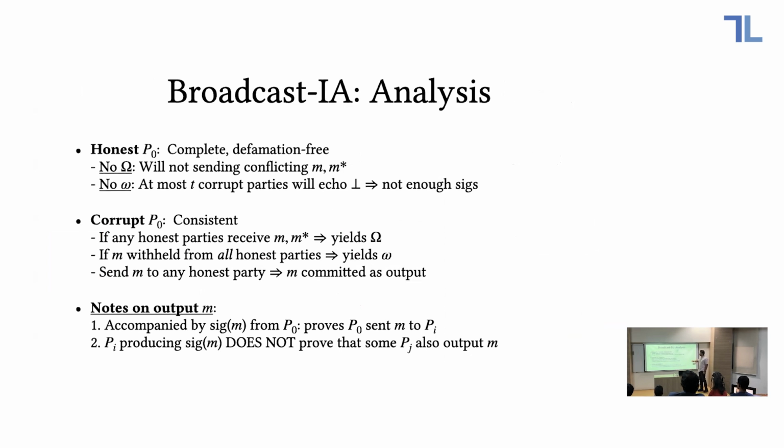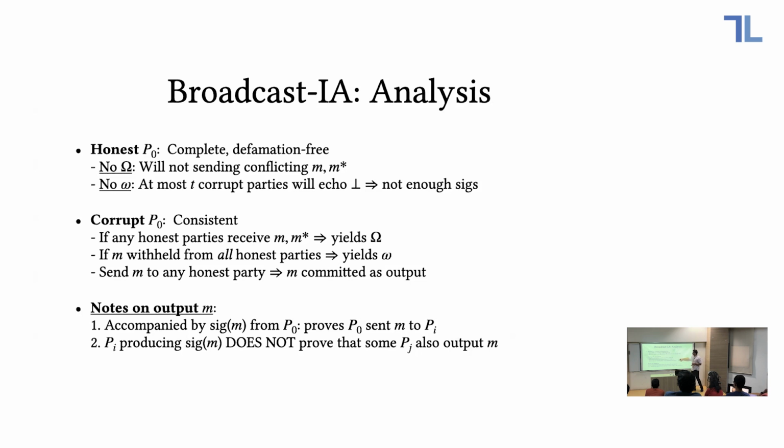And then in case the dealer is corrupt, I'll first argue that we achieve consistency, walking through the different cases. Let's say the corrupt dealer sends conflicting messages to some pair of honest parties. That's definitely going to yield a capital omega certificate, and that's done. If the dealer withholds its message from all honest parties, that's going to yield a certificate of non-responsiveness. So that's taken care of.